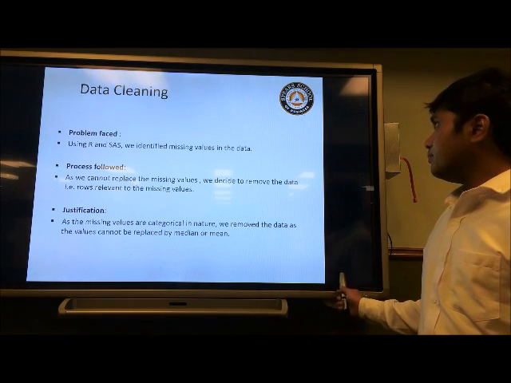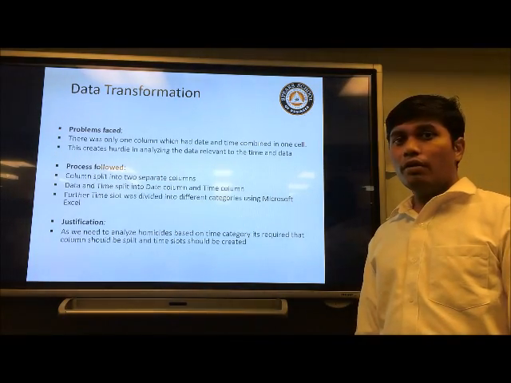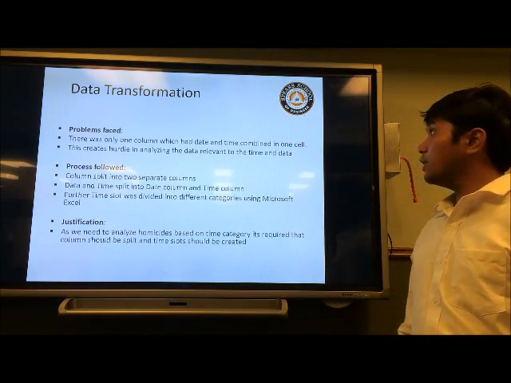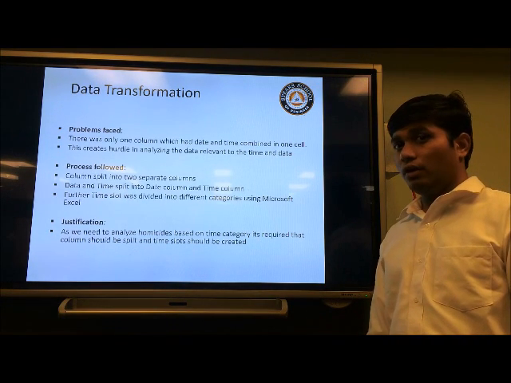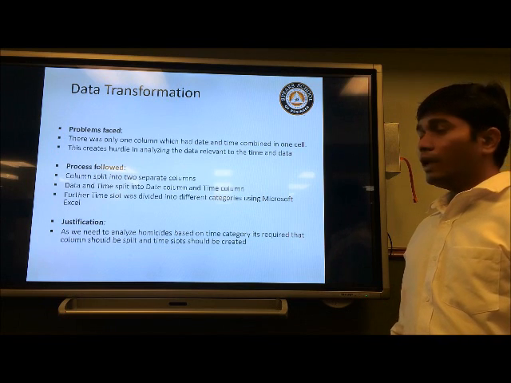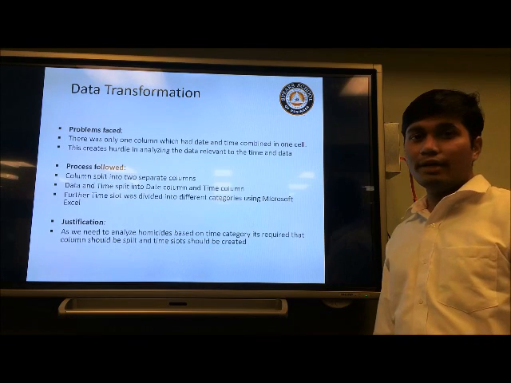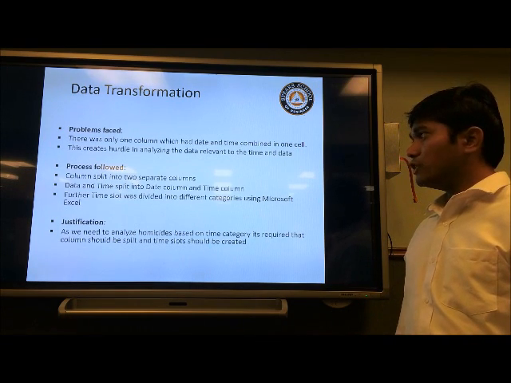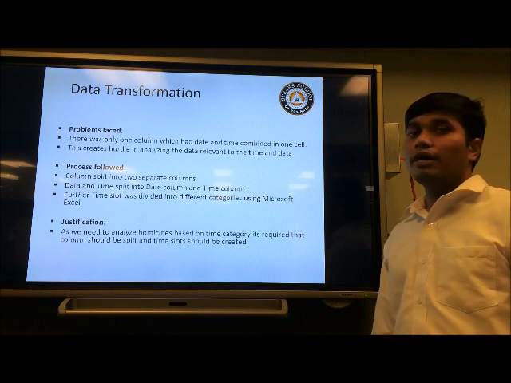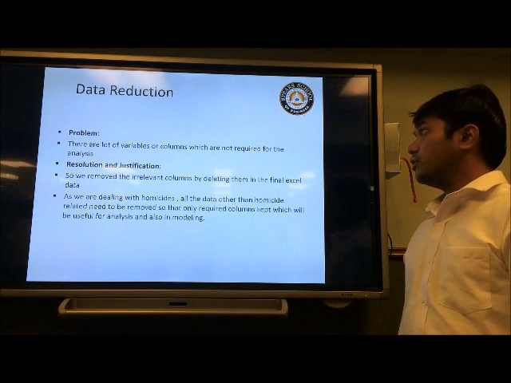Let's look at the data transformation now. The problem here was that there was one column related to date and time, and it was necessary for us to split it into date and time, as we're dealing with the time category in exploratory analysis using Tableau. So we decided to split it into two separate columns, date and time. Time was necessary to split into 24 different categories, and this was done by the ceiling function using Microsoft Excel.